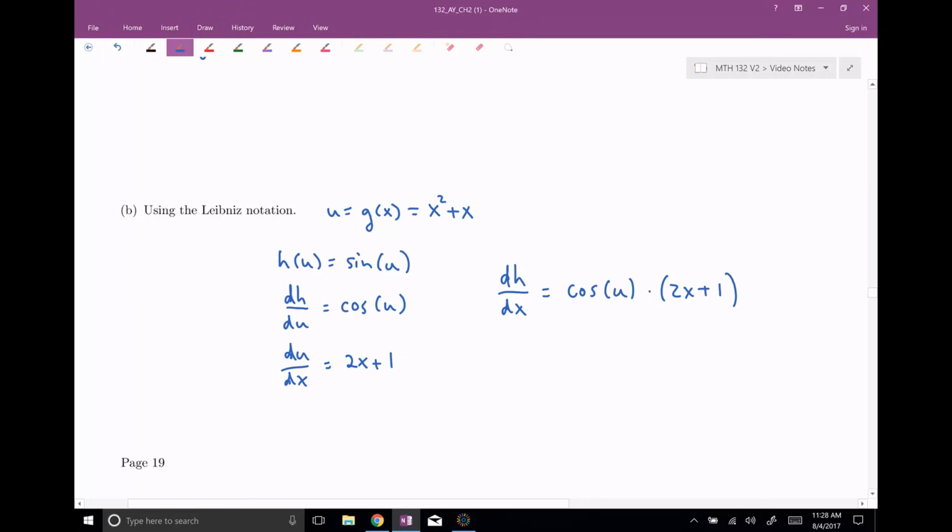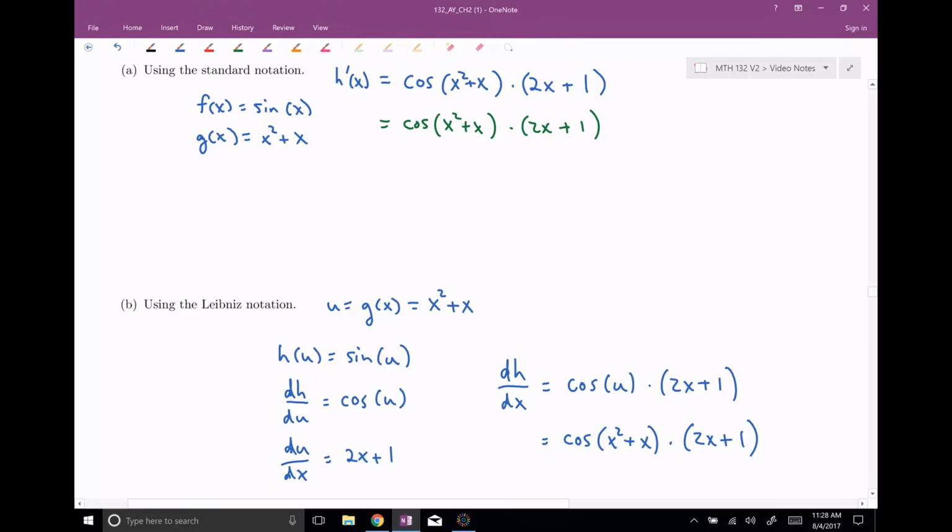Now u was something that we made up for this problem, so let's substitute back in. Everywhere we see a u, we're going to write x squared plus x. So I'm going to write cosine of x squared plus x times 2x plus 1. So this is how we use this Leibniz notation. Again, we get the same result using the standard notation or using the Leibniz notation.